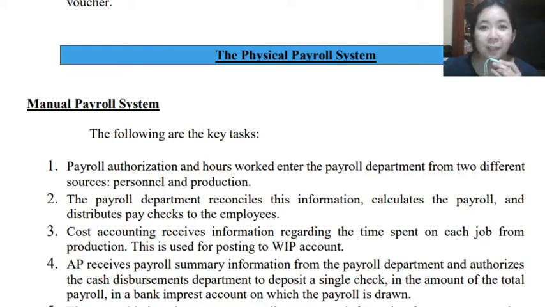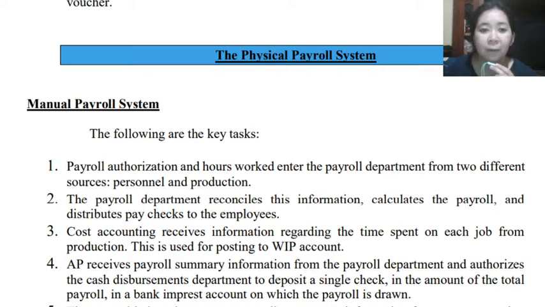Okay, so this next video lecture is still the continuation of our module 6. This is the expenditure cycle part 2 for payroll and fixed asset processes. To continue, we are now in the physical payroll system.